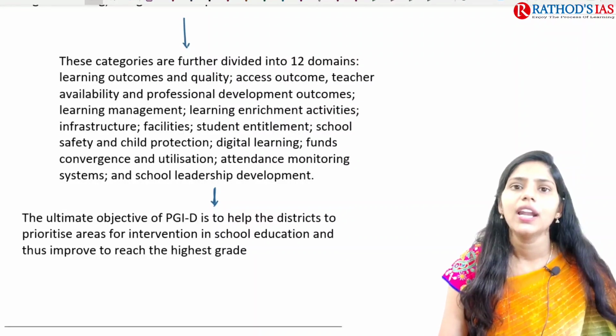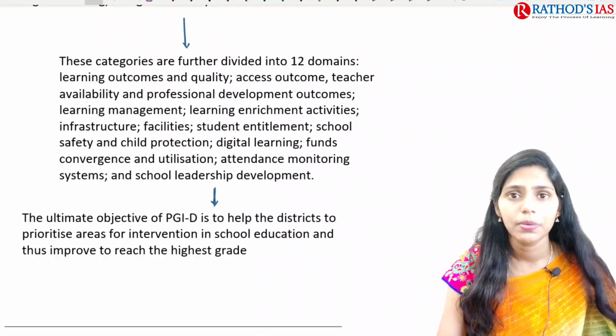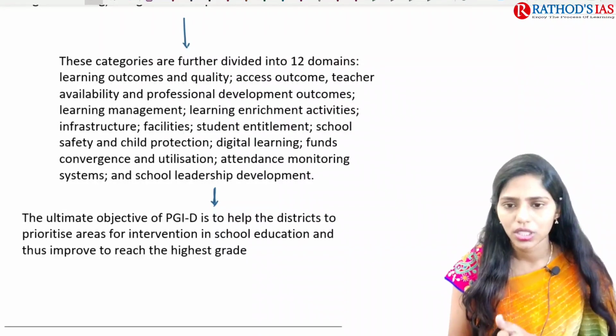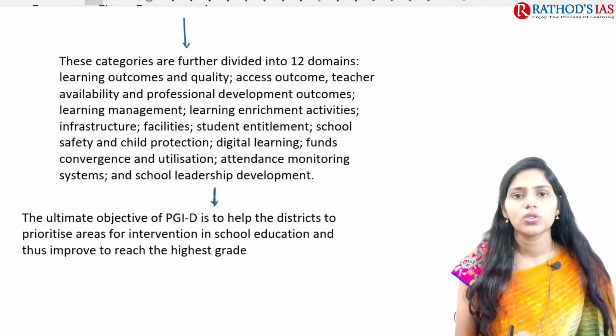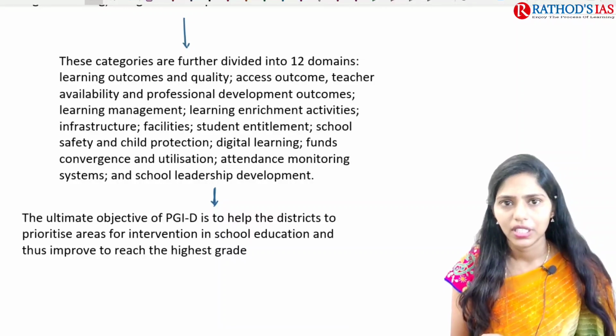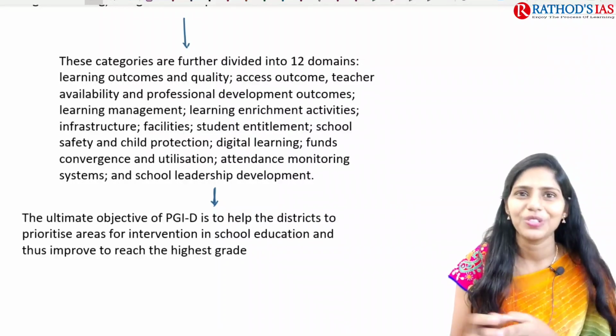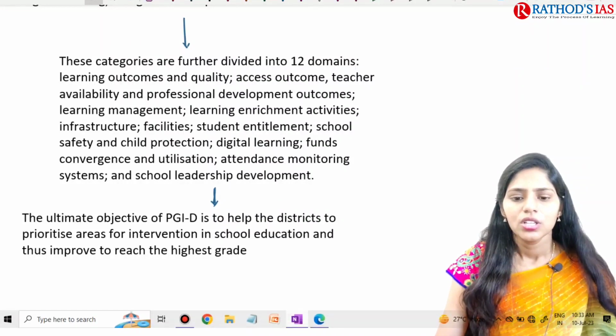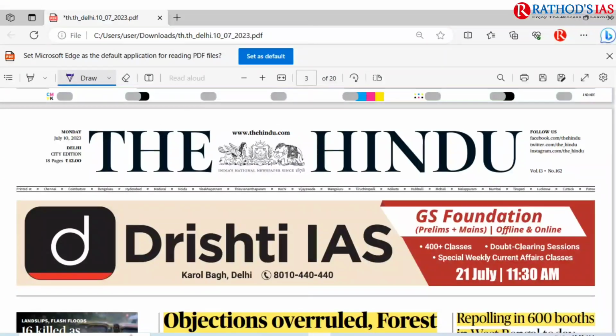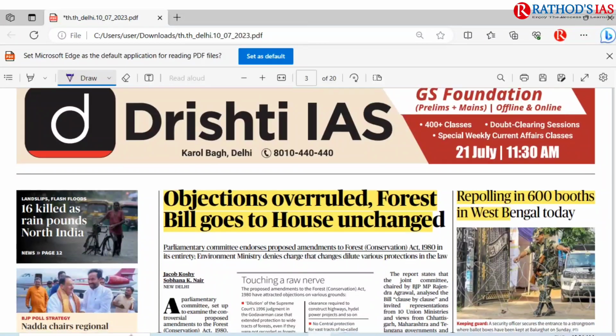And now let us see today's Hindu newspaper PDF. I will also be showing today's paper PDF so that you can get an idea of which topics we discussed and which topics you have to work on. This is today's Hindu newspaper PDF, the date is 10th July and today is Monday, and this is the daily edition that I am showing you.